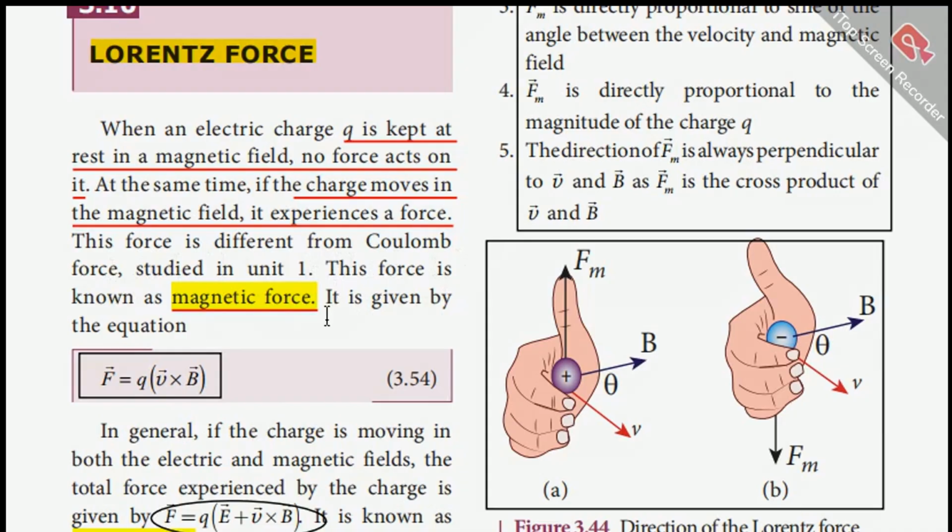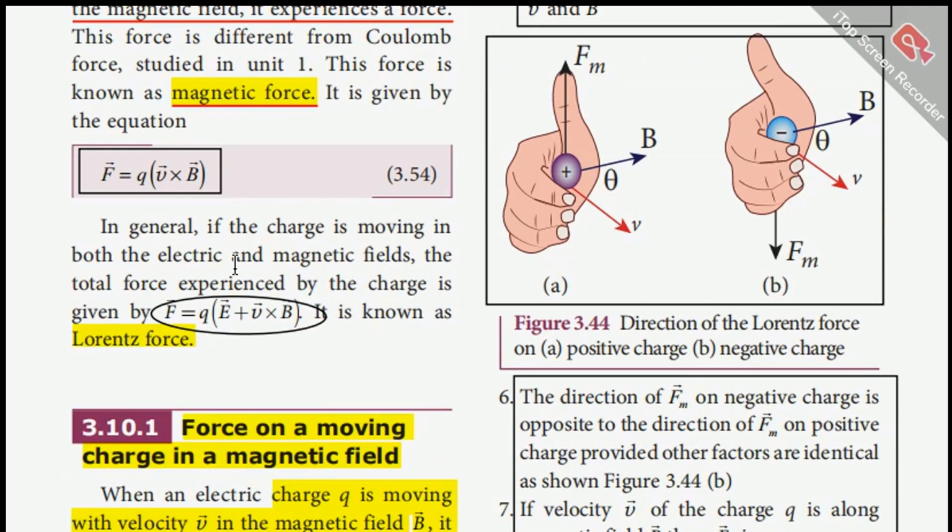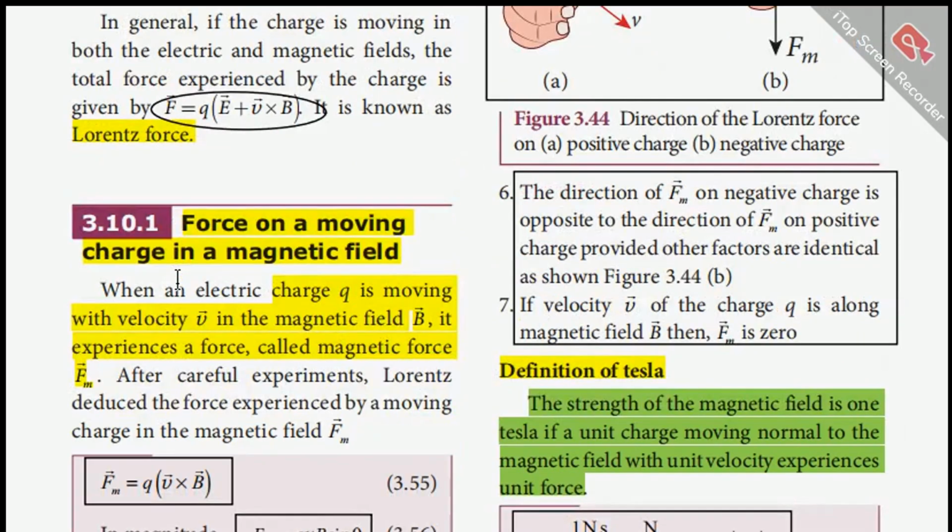This force is known as magnetic force, and it is given by the equation F = Q (v × B). In general, if a charge is moving in both electric and magnetic fields, the total force experienced by the charge is given by the equation F = Q (E + v × B), and that is known as the Lorentz force.